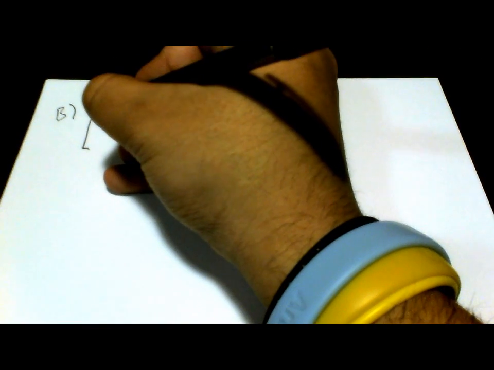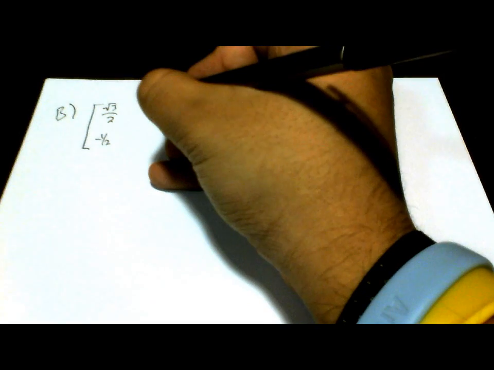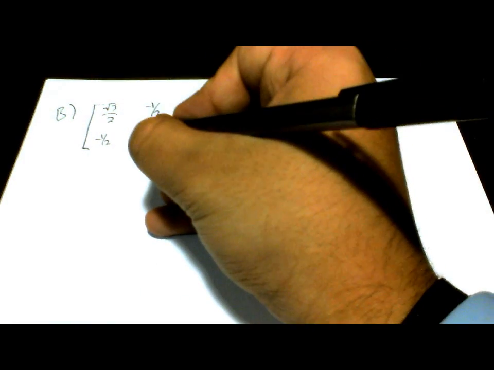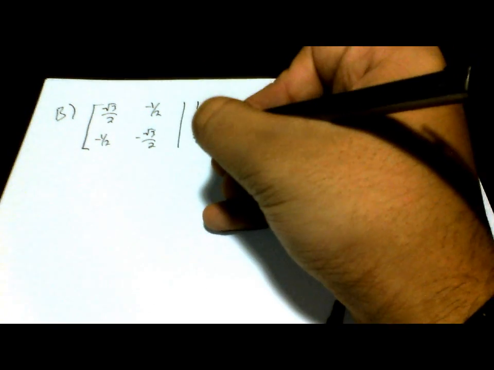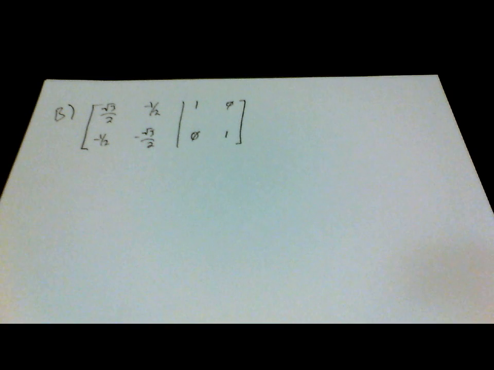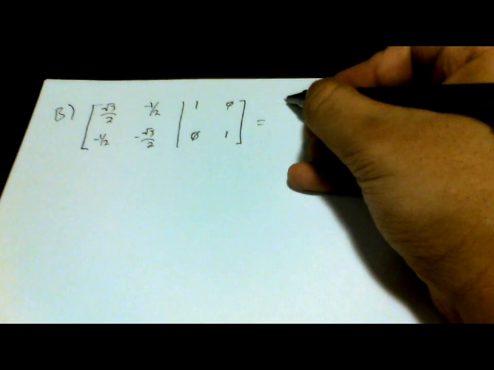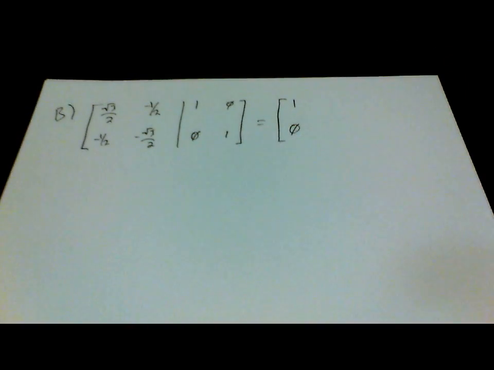So again, I'm going to write out the matrix: -1/2, -1/2, negative root 3 over 2. Now I'm going to add the identity matrix here. And now all you've got to do is take that to reduced row echelon form in order to do what we need to do. So let's just do our steps. 1, and there's 0 here. So how do we get the top row to 1?